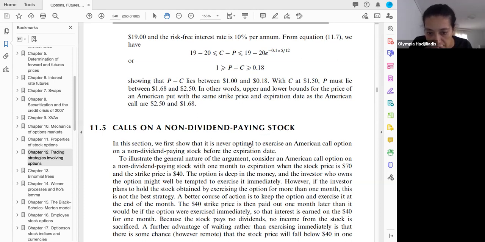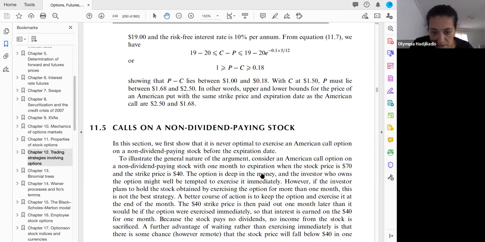The $40 strike price is then paid out 1 month later than it would be if the option were exercised immediately. So interest is earned on the $40 for 1 month. The $40 that you had in store to buy the stock can earn interest for that 1 month period. Because the stock pays no dividends, no income from the stock is sacrificed.